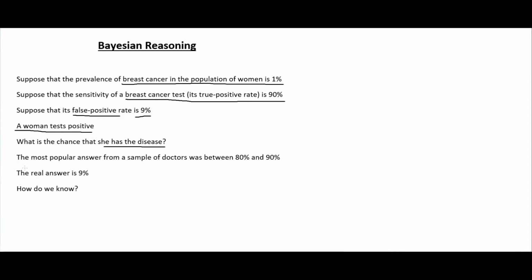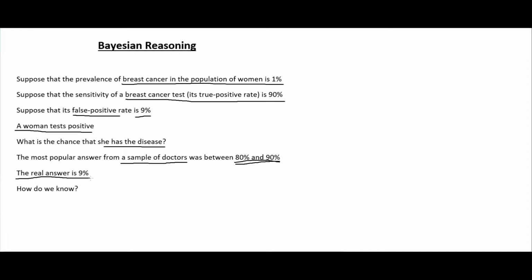Steven Pinker says that the most popular answer from a sample of doctors was between 80% and 90%. So they're guessing that the chance that this woman who has tested positive is actually positive, doctors say it's usually somewhere between 80 and 90%. But the real answer is 9%, which seems almost absurd to a lot of people.